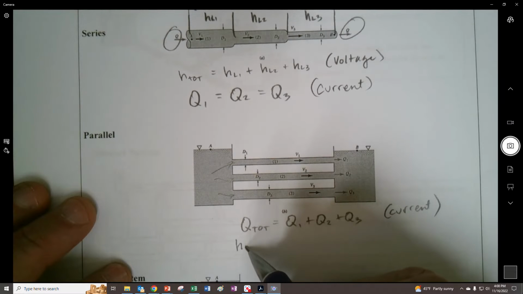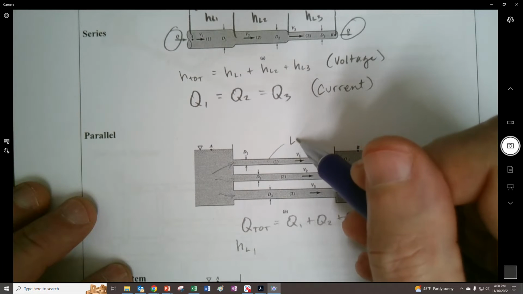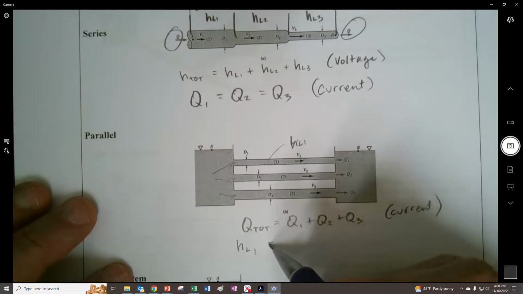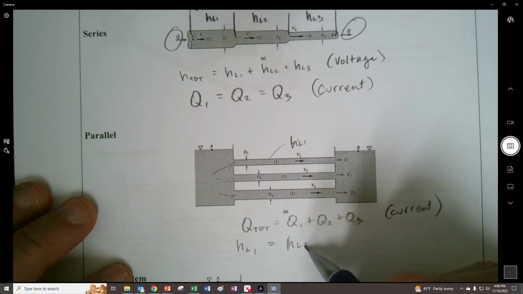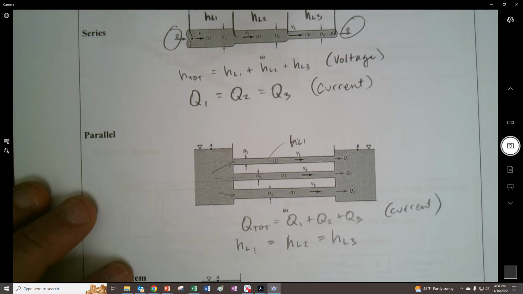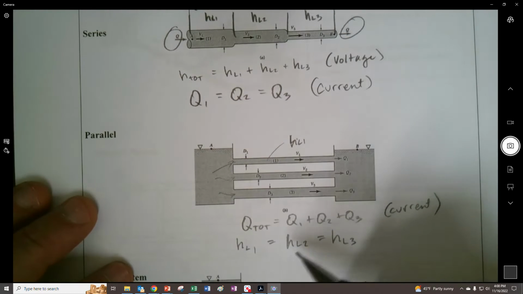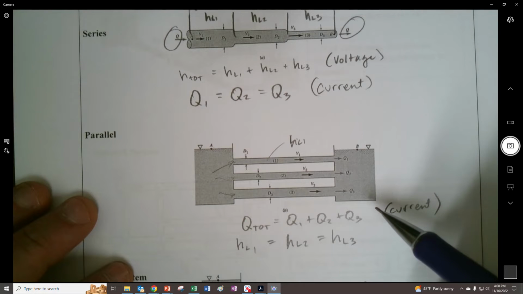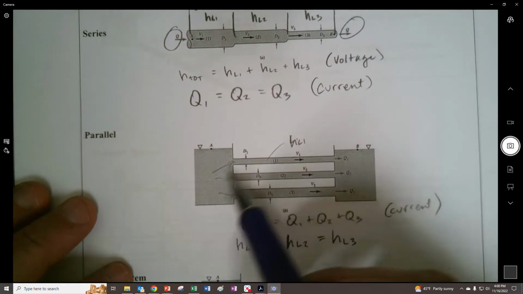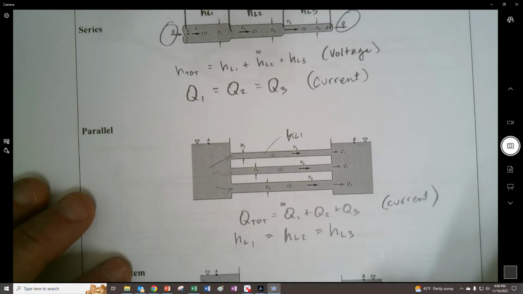We could say that HL1, that's across this guy right here, is equal to HL2, which is equal to HL3. So if you want to find how these things are related to each other, or if you have a problem and you want to solve it, these are the system of equations that you could set up with that mindset to solve a more complex problem, right?